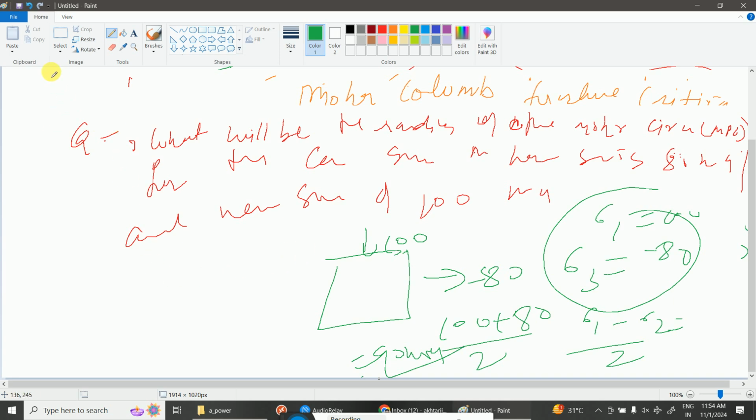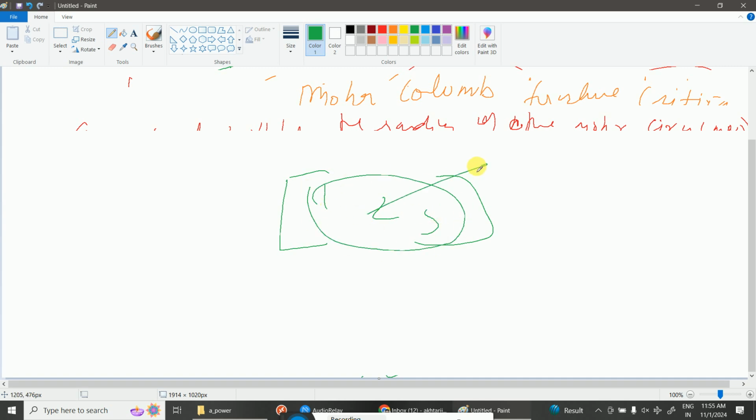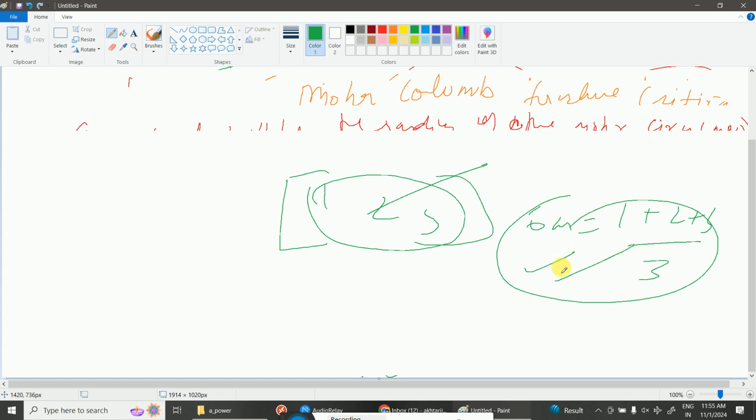Now come to some other question. In an ellipse, this 1, 2, 3 is called the principal stress. Always remember. Then the mean stress is the mean of these: 1 plus 2 plus 3 upon 3 for 3D, or upon 2 for 2D.